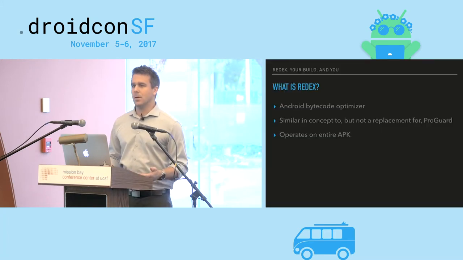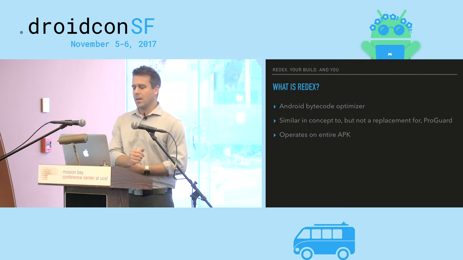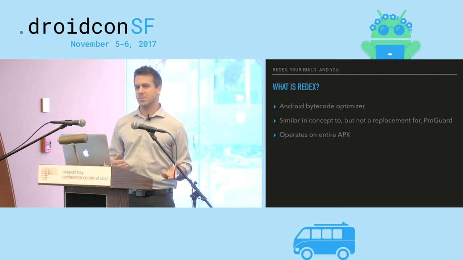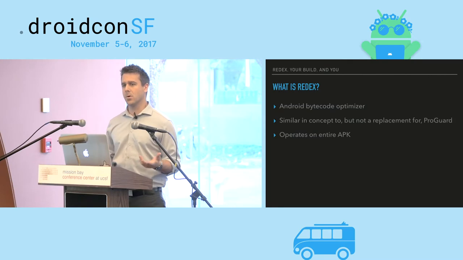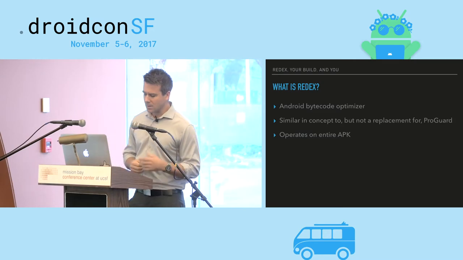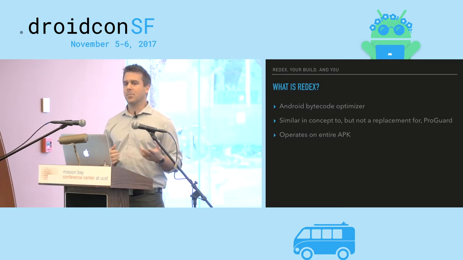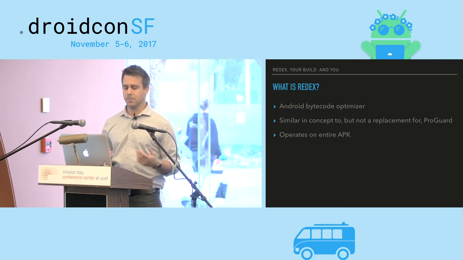Redex is an Android application and bytecode optimizer. It's similar to ProGuard, but it's not a replacement for it. And I want to make that very clear throughout this presentation: Facebook uses both Redex and ProGuard in conjunction. So it's not an either-or thing. We actually recommend that you use both. The difference is that Redex operates on the entire APK, whereas ProGuard only works on the Java bytecode.